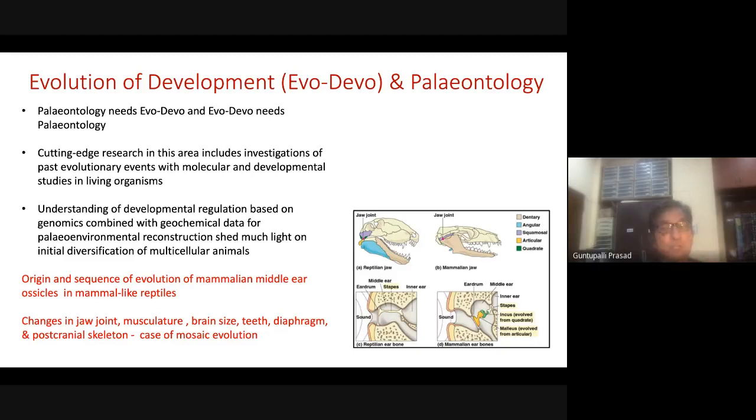So those studies have been compared with the growth stages, the developmental stages, of modern mammals, like the placental mammals and marsupial mammals. And using that, we could actually interpret how this transformation has taken place.